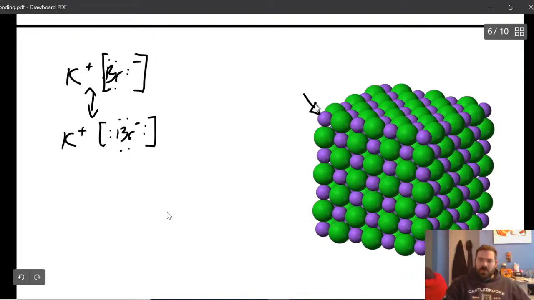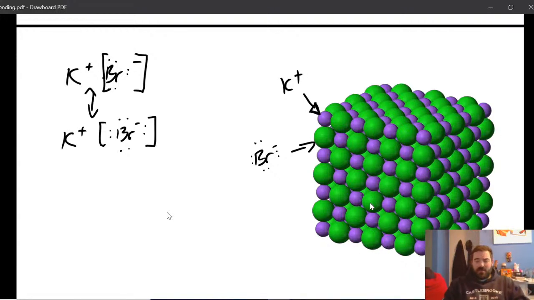So each one of these purple ones is a visual representation of a potassium ion, and each one of these green ones is a representation of bromide. 1, 2, 3, 4, 5, 6, 7, 8. And they all come together in these giant lattices.